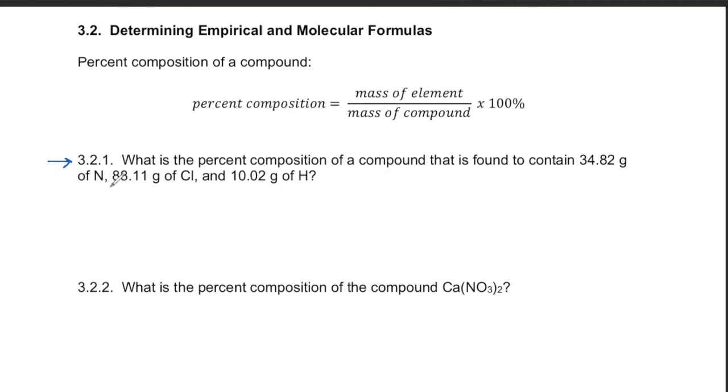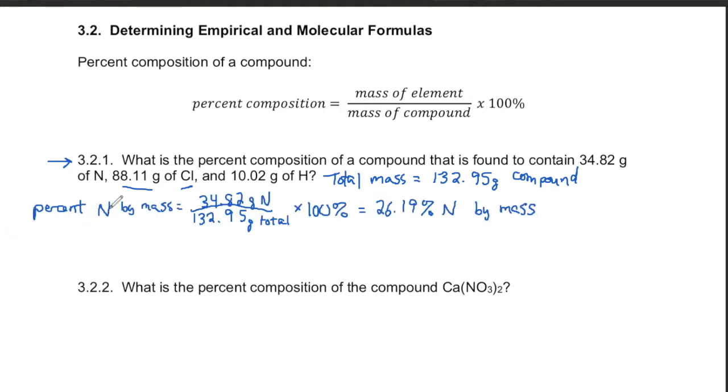We have a sample of compound and we've analyzed it by mass to figure out how many grams of each element that compound contains. So what we need in the denominator is the total mass of the compound. If I add up all these masses, 34.82 grams of nitrogen, 88.11 grams of chlorine, 10.02 grams of hydrogen, the total mass that I get is 132.95 grams of the compound.